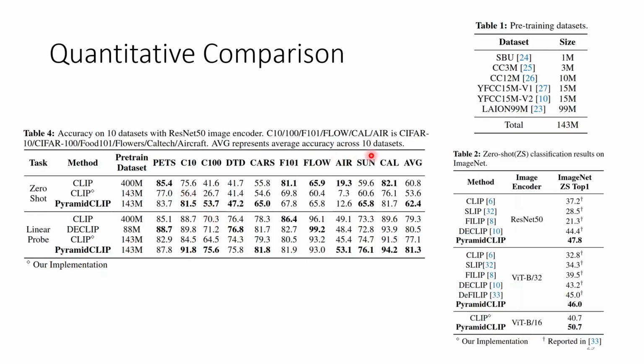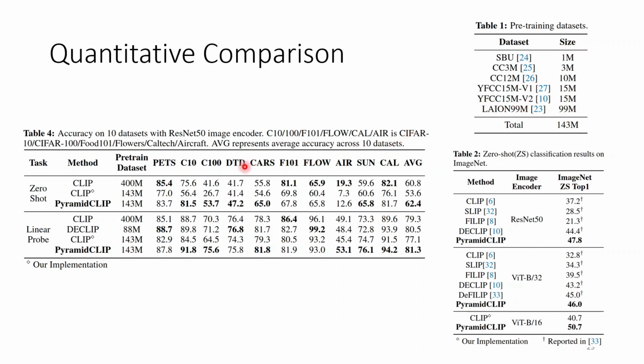They show their results. Here, first, let's see the data set. CLIP used 400 million image to text pairs, and PyramidCLIP, as far as they can collect, they only have 143 million data. It is combined from 6 existing data sets. Okay. And this is the number of those existing image text pairs. And the largest one is LAION, 99 million.